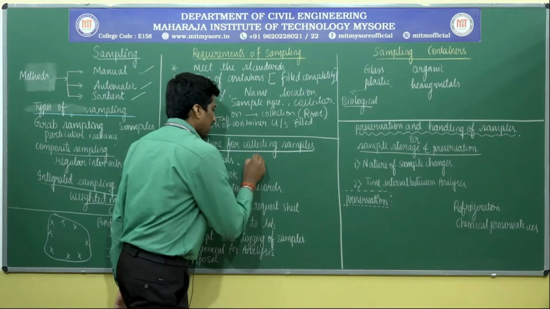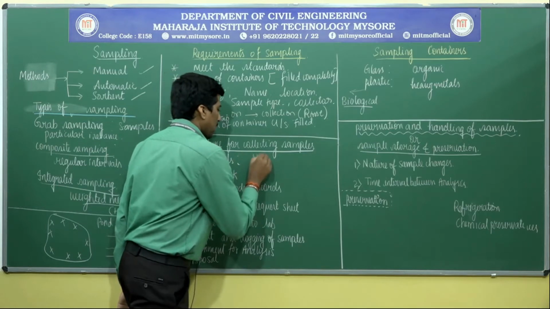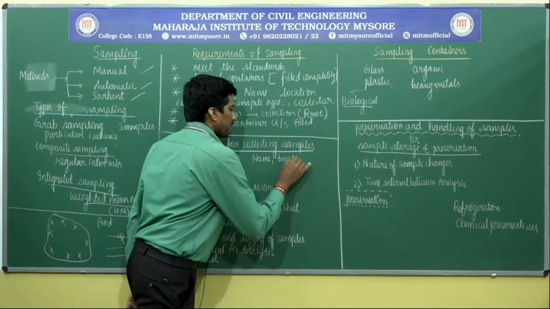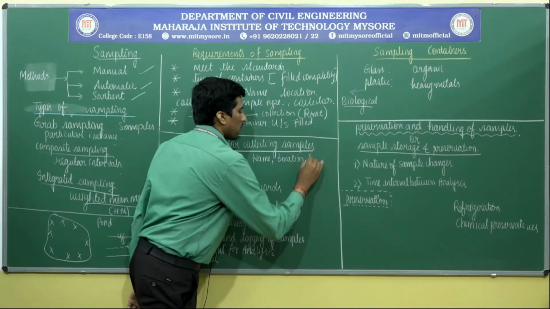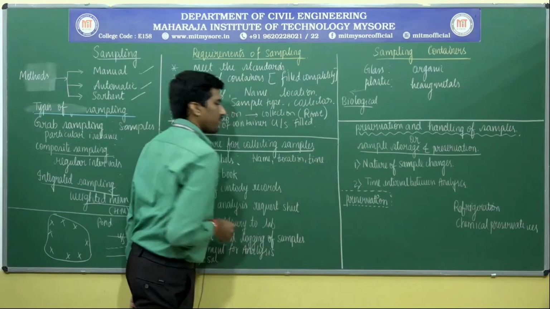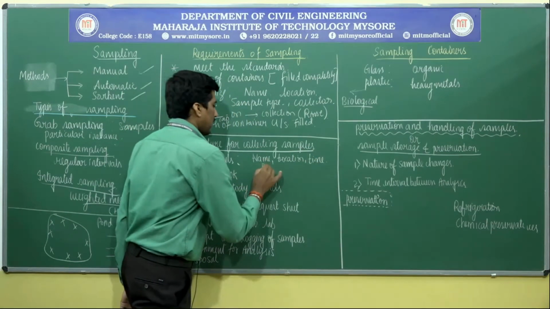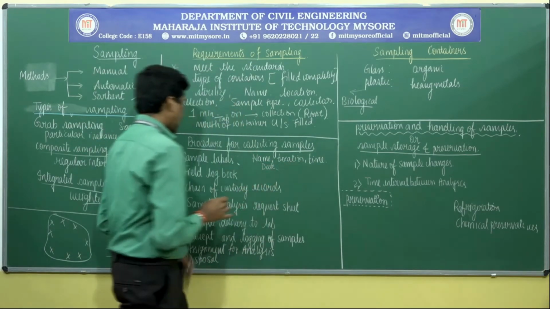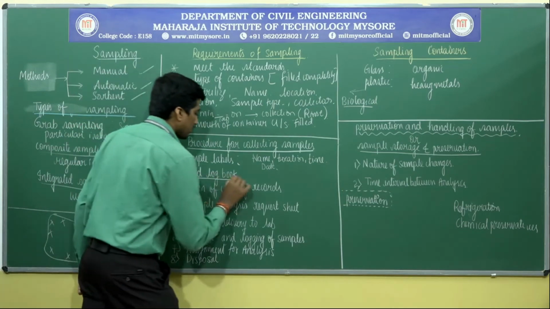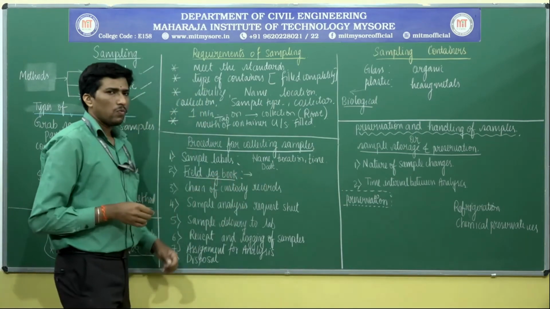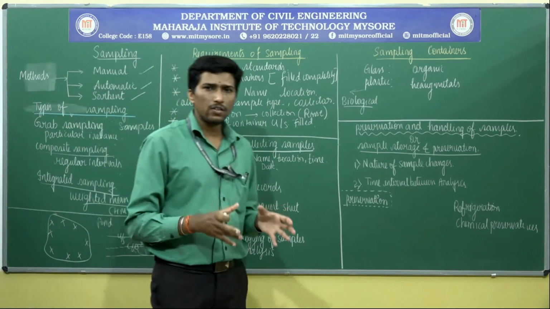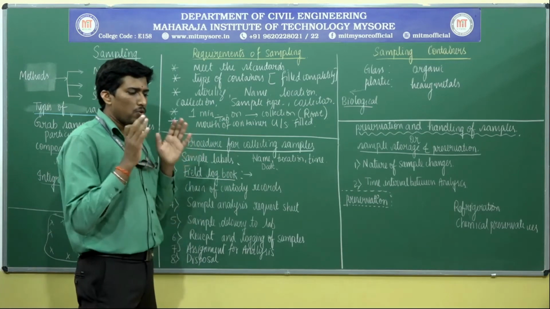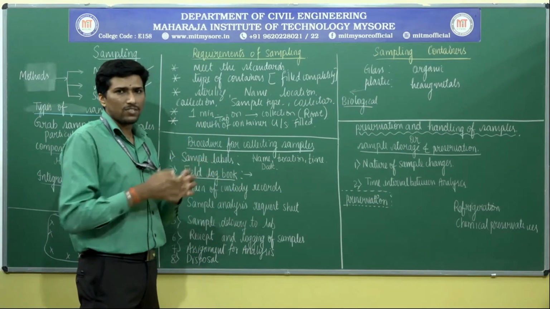The label should show the name, the location, the time when it was collected, and the date. And the volume that has been collected also has to be recorded. We call this a field logbook. Whenever you go for any field analysis, the first major thing is that you need to have a field logbook, because you are the person who is going to collect the samples.